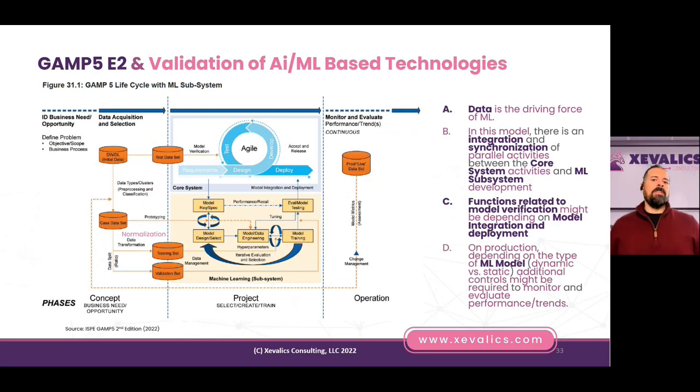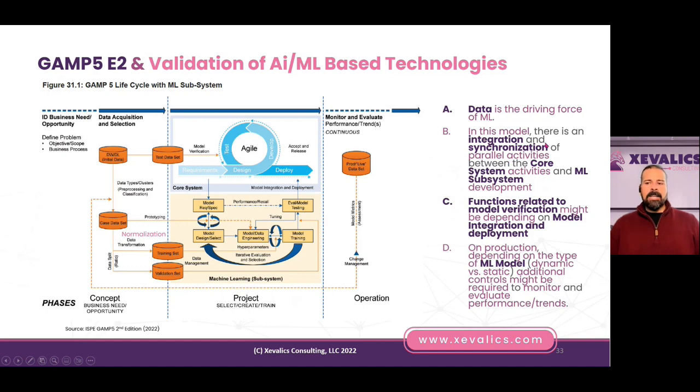So what we have been seeing in terms of the proposed approach for computer system validation: early this year, ISPE released the GAMP 5 second edition, and there's a chapter dedicated to validation of AI machine learning based technologies. So let's take a look at this diagram, which represents the approach proposed by GAMP 5 second edition.